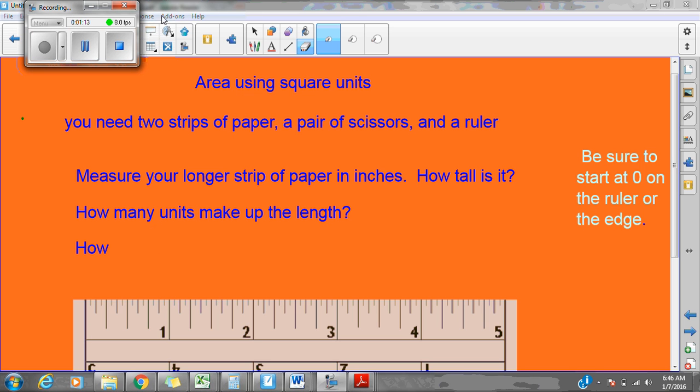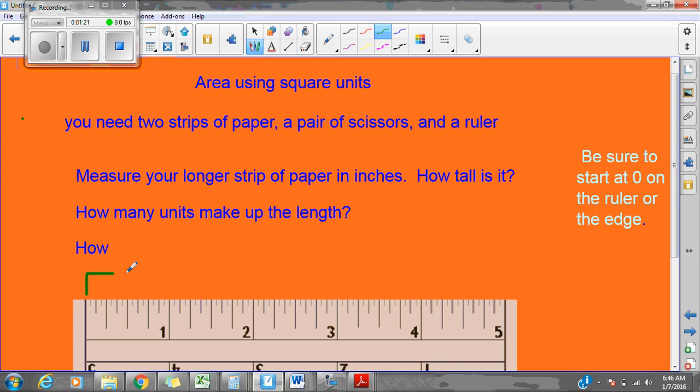Now I want you to make marks using your ruler at every 1 inch of your paper. So for instance, if your paper is here, I'm just drawing a piece of paper, I want you on your paper to put your paper next to the ruler, and I want you to make tick marks at every inch, just like this. Go ahead and do that now.